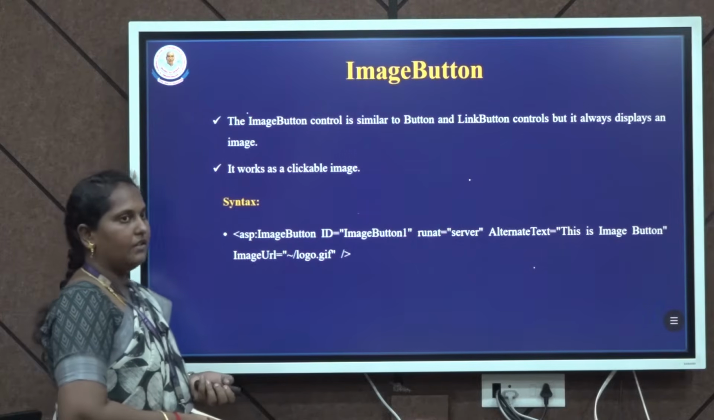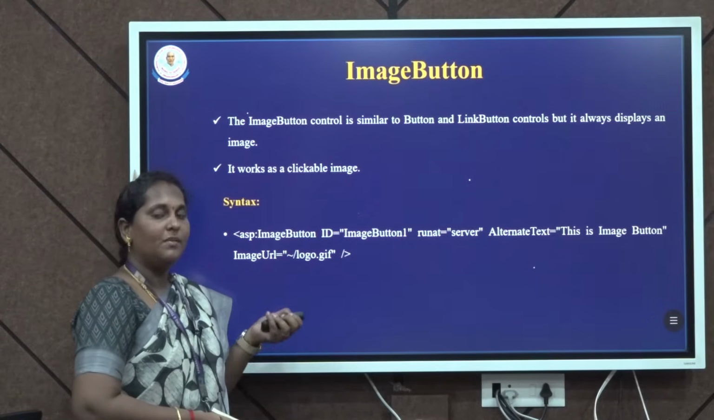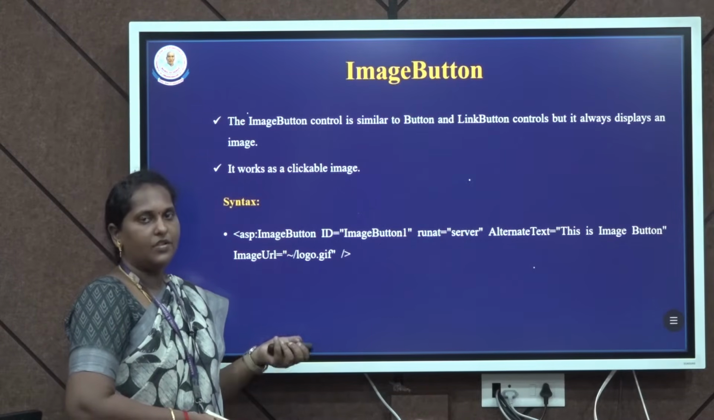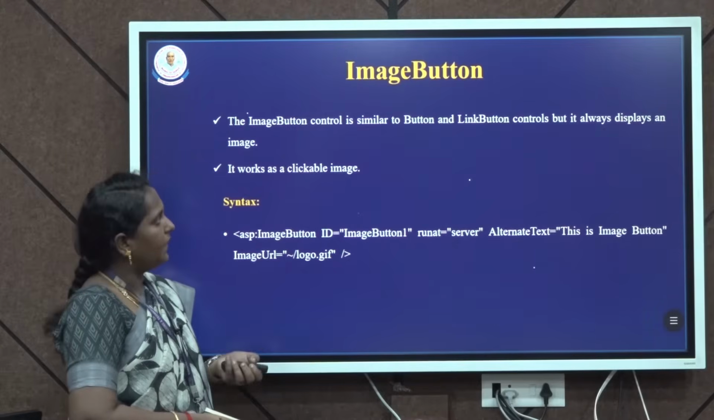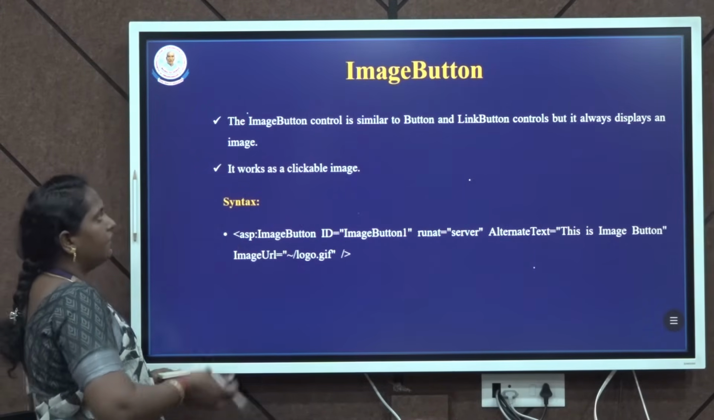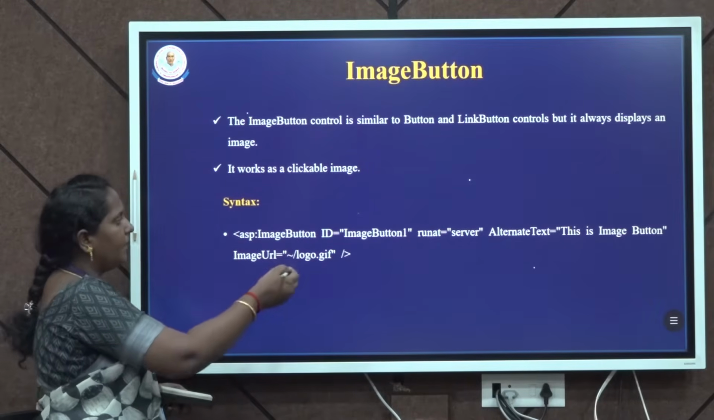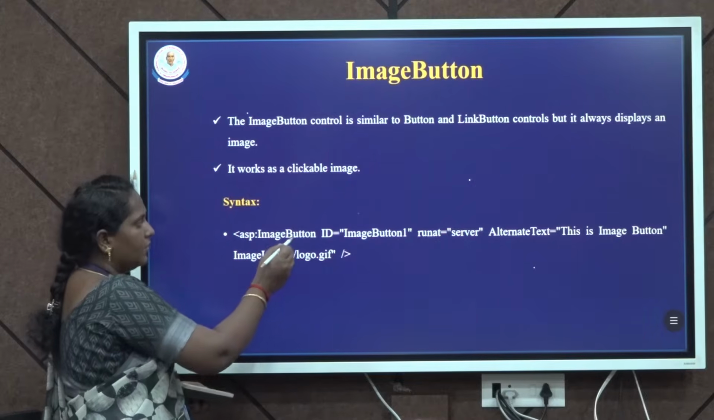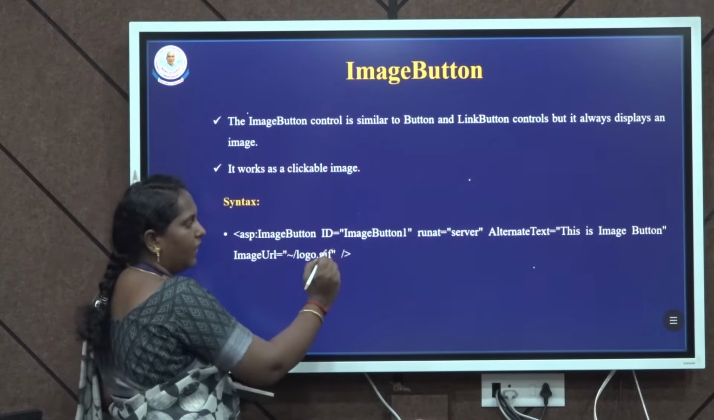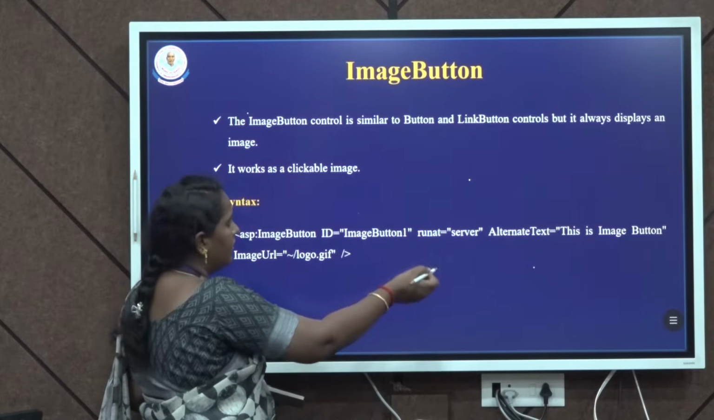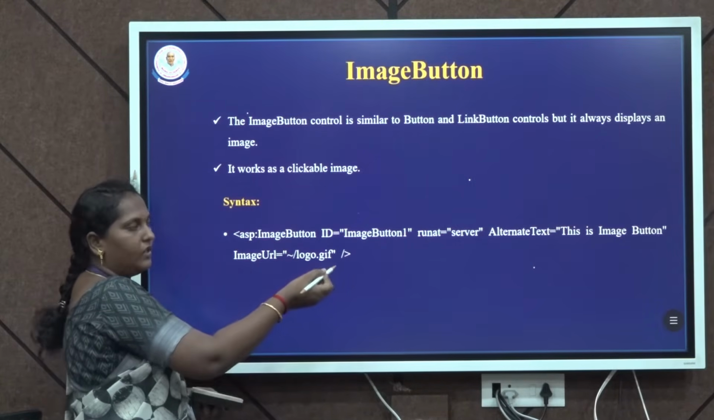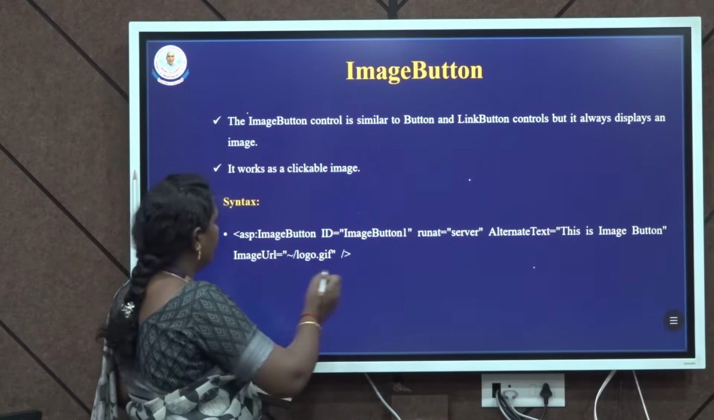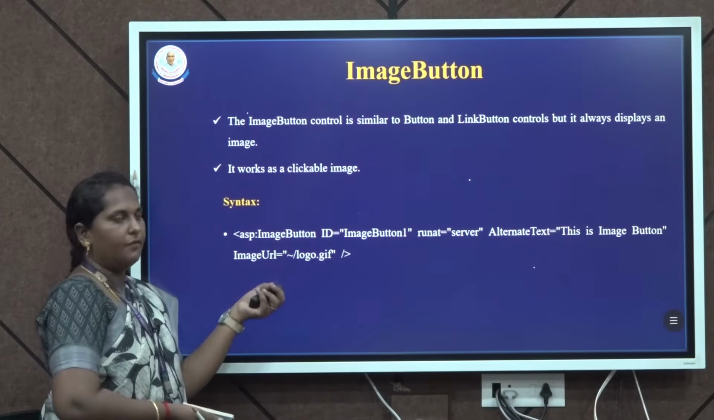And then the image button. Here we can use an image as a link. If we press the image, it will redirect to the next page of the web page. So, it works as a clickable image on my web page. The syntax for the image button is the ASP tag. Here my button ID is ImageButton1 and it will run at server side. If the image does not load on the screen, we can use the alternate text to display the message. This is the file location of my image.